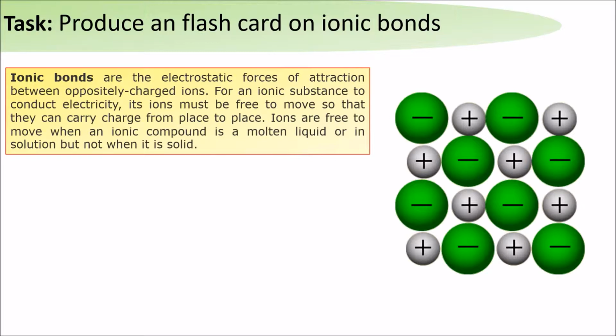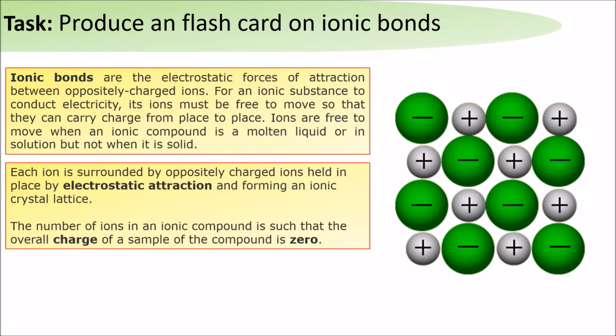So as previously stated, ionic bonds are the electrostatic force of attraction between positively charged ions and negatively charged ions. For example, in calcium chloride or sodium chloride. For an ionic substance to conduct electricity, the ions must be free to move so that the charge can be carried. So ions are free to move when the ionic compound is either molten or dissolved in solution, but not when it's solid.